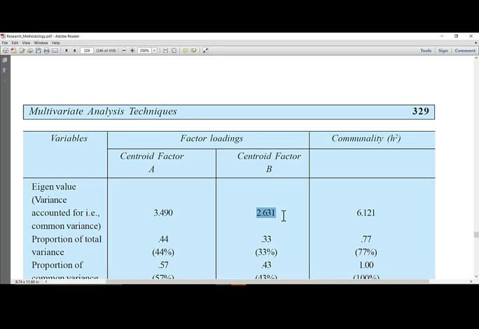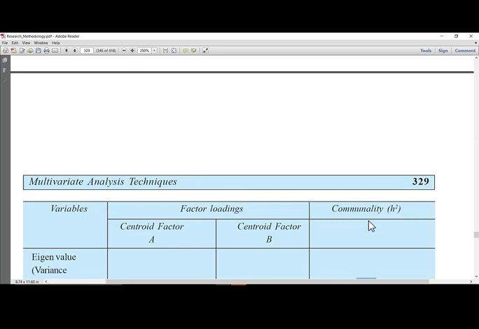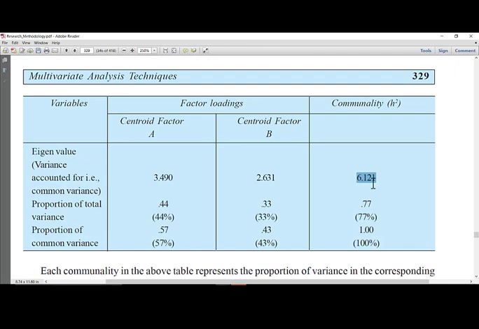And for the communality, if you make a simple summation of these values, that is 6.121, and even if you add 3.490 plus 2.631, you will get 6.121. So these are the eigenvalues, the variance accounted for, that is the common variance. Now what about the proportion of common variance? The meaning here is 3.490 divided by 6.121. That is 0.57, so 57%. And this 0.43, how we got it: 2.631 divided by 6.121, that is 0.43.